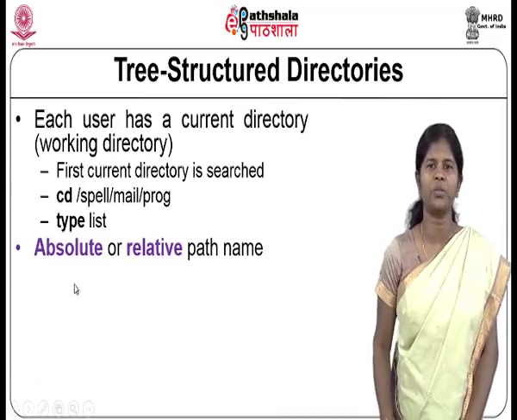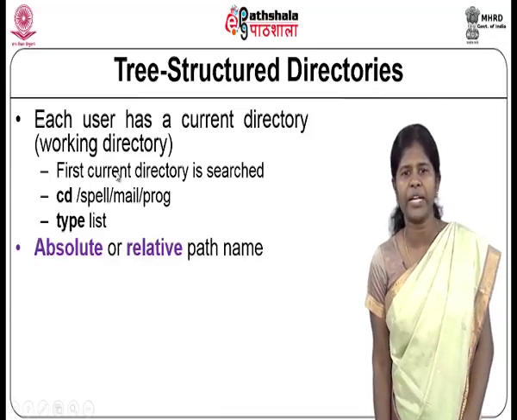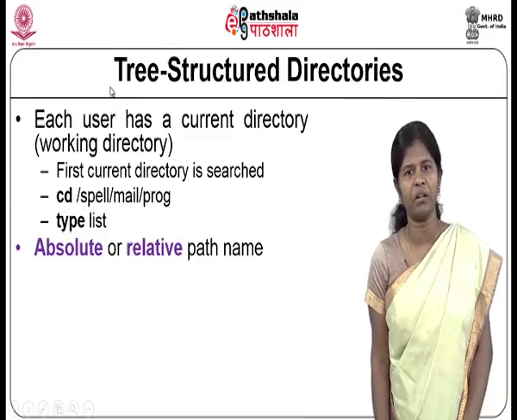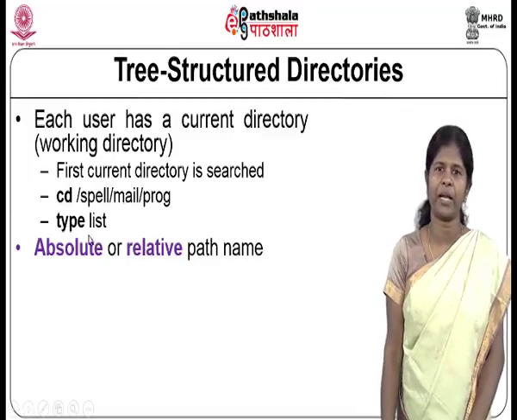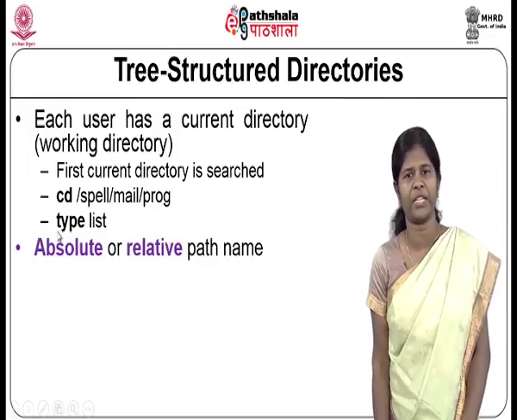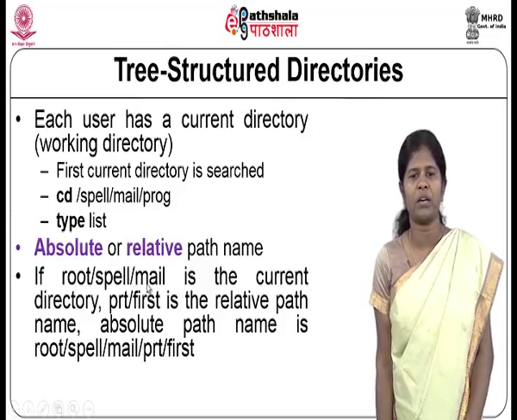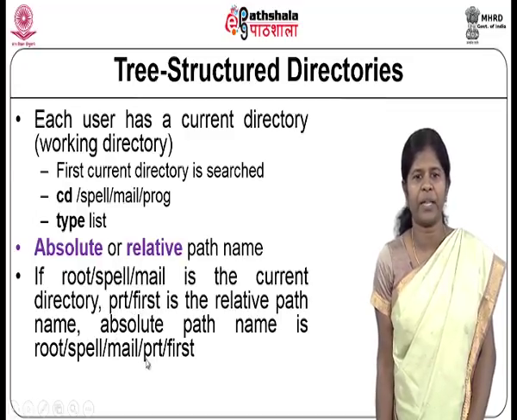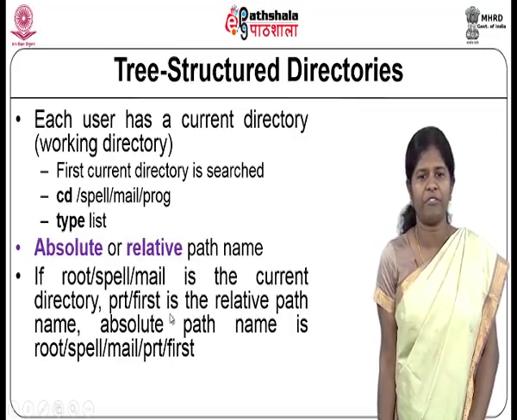And now there are two different terms that I introduced, called the absolute and the relative path name. In this context where you have a tree structure directory, if you refer to a path name starting from the root directory, then it is called an absolute path name. If you are specifying a path name which is relative to the current directory, if you start from the current directory and then specify the path name, then it is called a relative path name. Say for example, root/spell/mail is the current directory, and prt/first is a relative path name. The absolute path name will be root/spell/mail/prt/first.